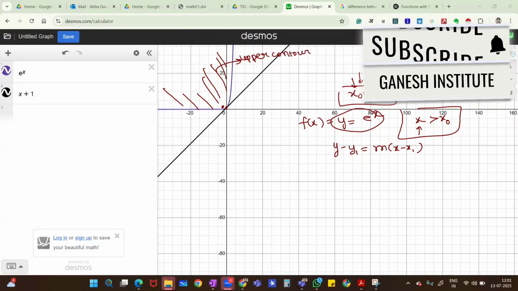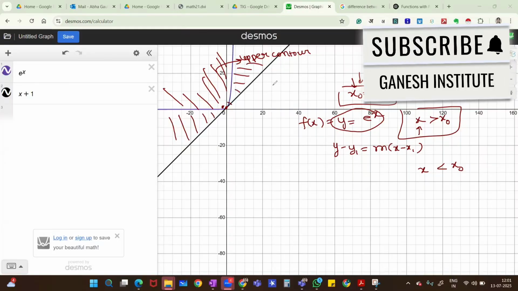Yes. And if it is less than x naught, it is giving us the lower contour. I'm not considering those values which are below the tangent, because that is not defining my curve. I need to revolve around the curve and that value which is the x naught.